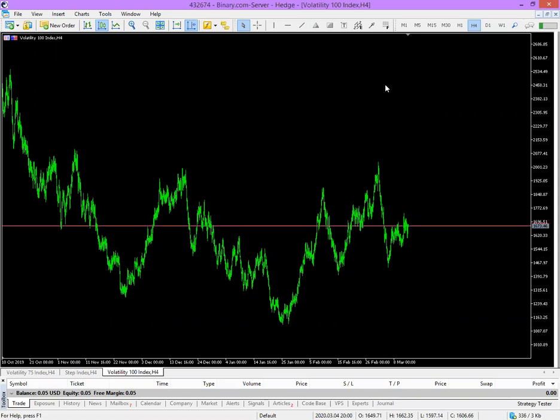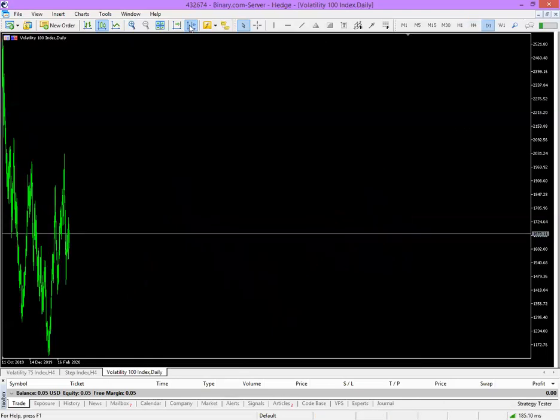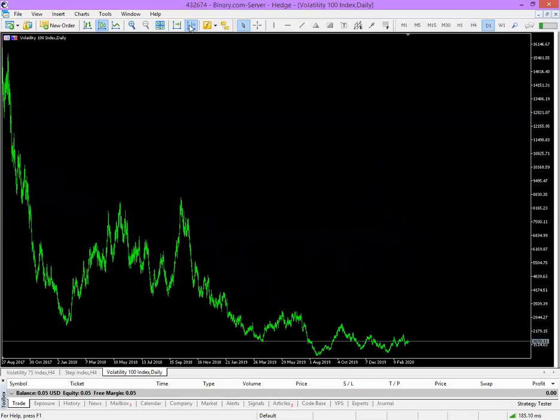100 index. Your internet connection is unstable. So I'm going to try and analyze it with you. As you know, normally I use H4 or 4 hours to analyze the market, bigger time frames like daily. So this is our daily time frame.